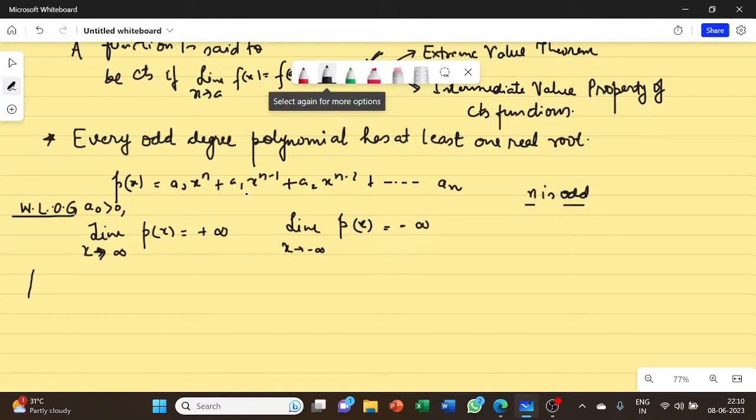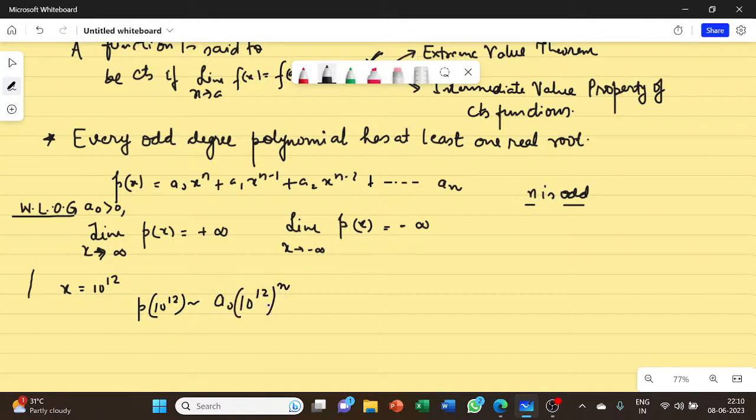Or if you want to take some values also, you can take that. Let's say I take x equal to 10 raised to power 12. Clearly it is a very large value, and for this large value, these lower order degree terms I'm not going to consider. I'm just going to consider the higher order terms. So p of 10 raised to the power 12 can be approximated to a0 into 10 raised to the power 12, the whole raised to the power n. Is that clear? And if I go towards minus infinity, I'll take a very large number in negative, x equal to minus 10 raised to the power 12. So p of minus 10 raised to the power 12 will be equal to a0 into minus 10 raised to the power 12, raised to the power n.